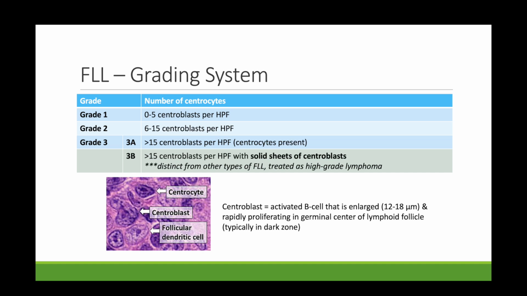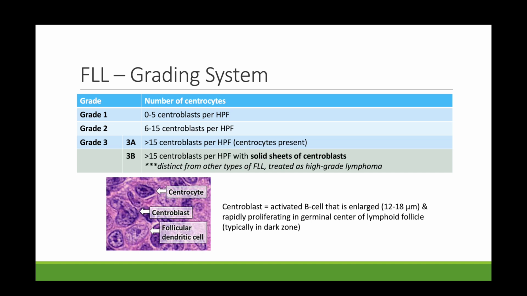Grade 1 is 0 to 5 centroblasts per high-powered field. Grade 2 is 6 to 15 centroblasts per high-powered field. And then grade 3 is divided into 3A versus 3B. In general, 3 means greater than 15 centroblasts per high-powered field. With 3A, there are centrocytes present. With 3B, what we see is solid sheets of centroblasts.